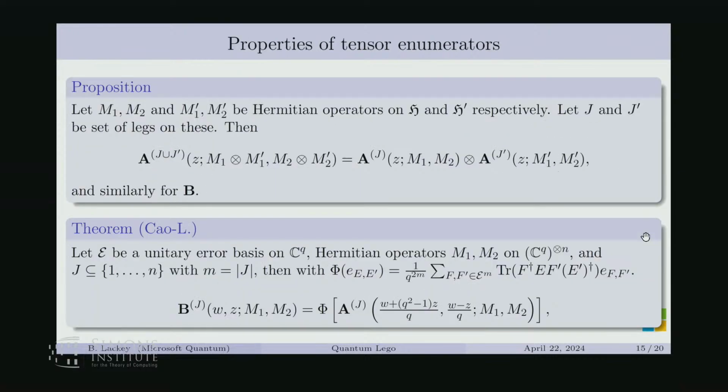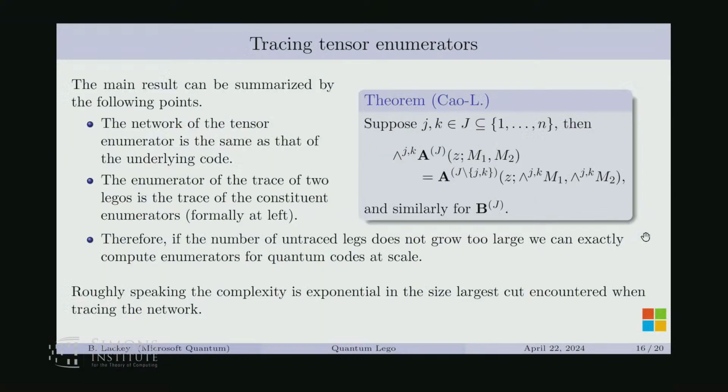MacWilliams identity is here. And so we never have to construct the B tensor enumerators. We can always recover them from the A tensor enumerators. It has the same form as the MacWilliams identity for ordinary quantum enumerators, but now we have this additional transform. This is just a generalization of the Wigner transform. Okay, and therefore, we see that the MacWilliams transform is really a type of Wigner transform.